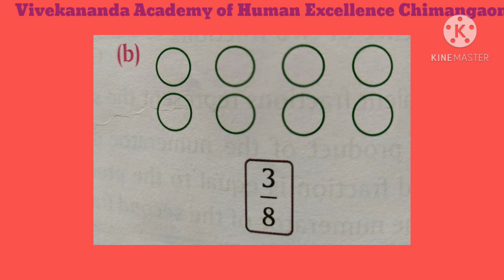Now see the next figure. So here the total circles are 1, 2, 3, 4, 5, 6, 7, 8. Total circles are 8, so we write the denominator 8. Now the numerator is 3, so we shade 3 circles, because here the numerator is 3. So now we shade 3 circles.